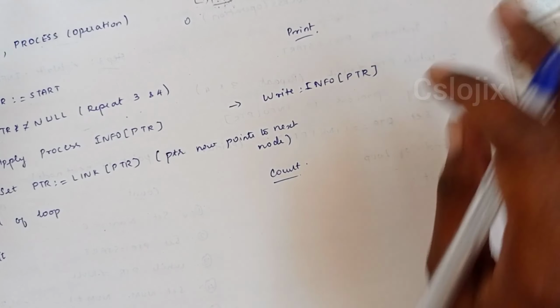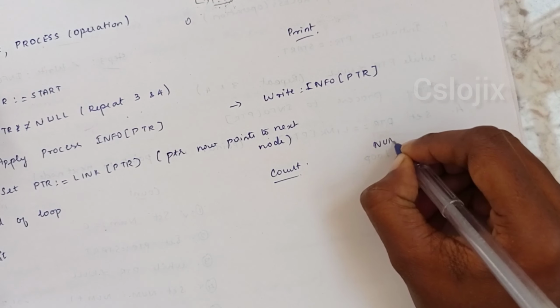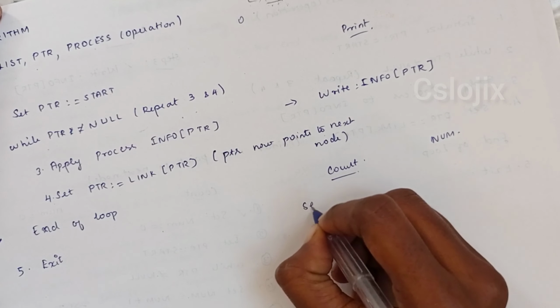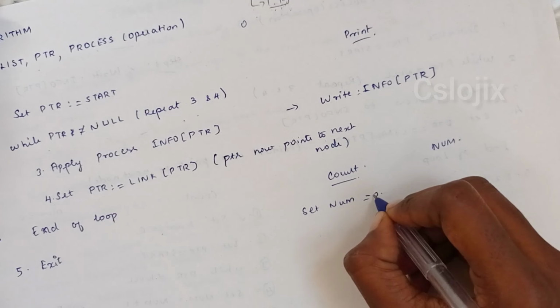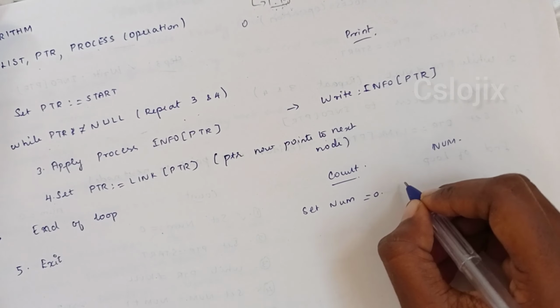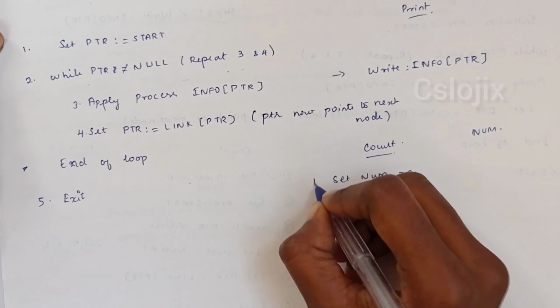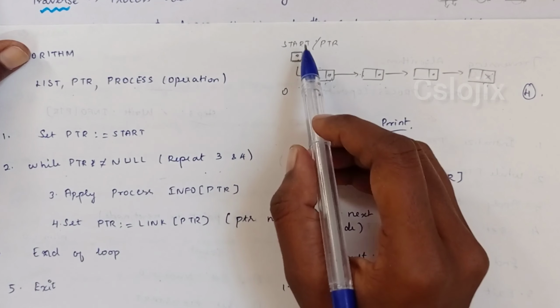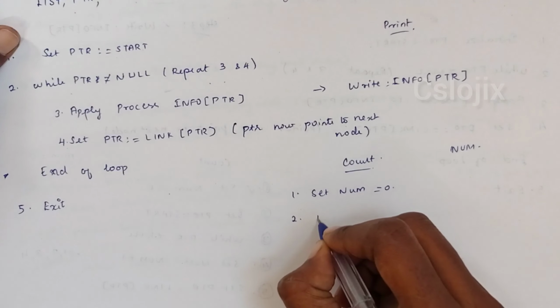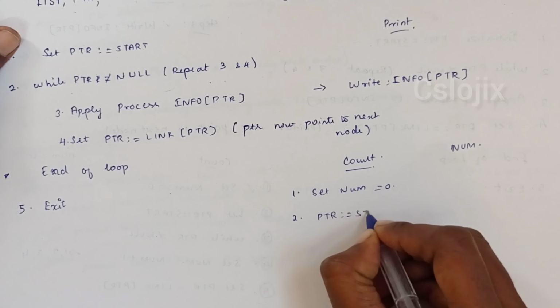For this I am going to declare one variable, which is num, and set num equal to 0. So I am going to initialize one counter here, in step 1. And in step 2, as usual, we are going to start with the pointer. So initialize pointer equal to start.